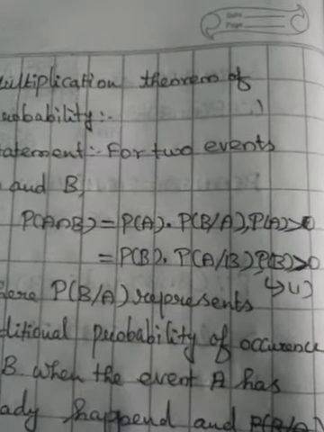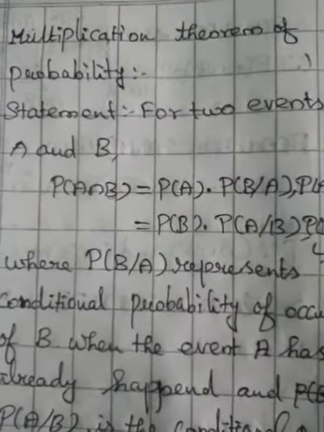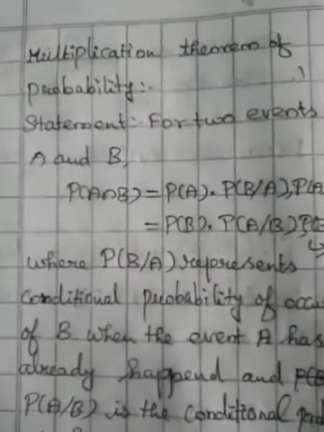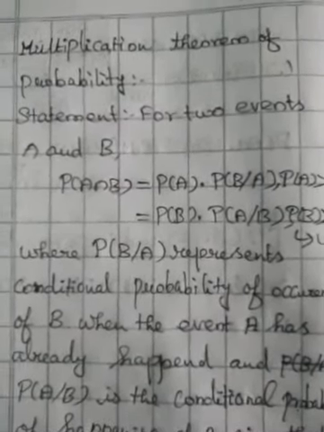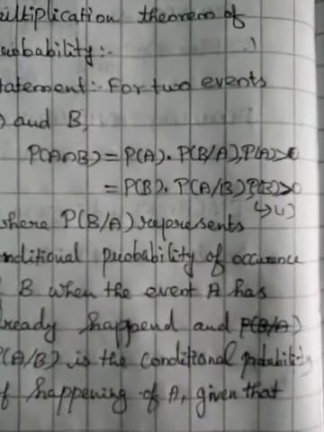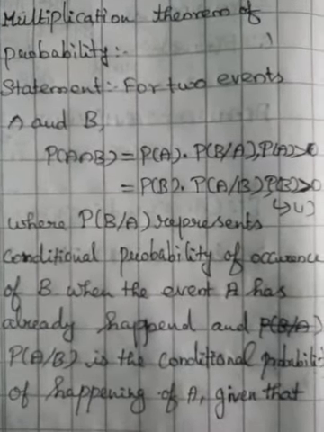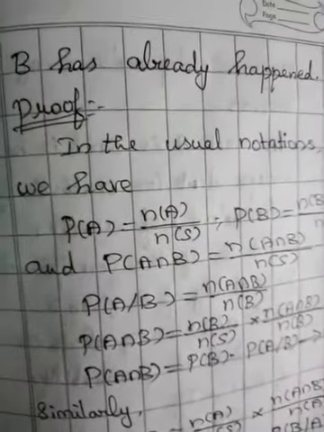This is equation number 1, where P of B divides A represents the conditional probability of occurrence of B when the event A has already happened, and probability of A divides B is the conditional probability of happening of A given that B has already happened.